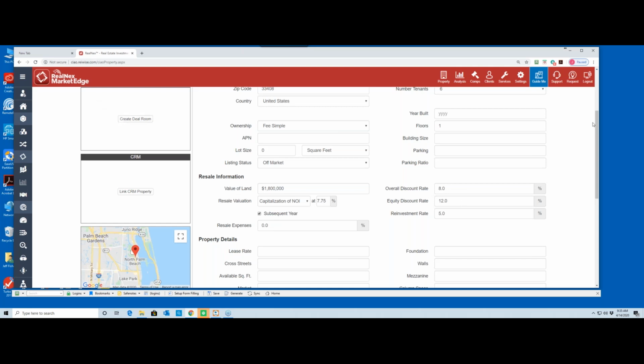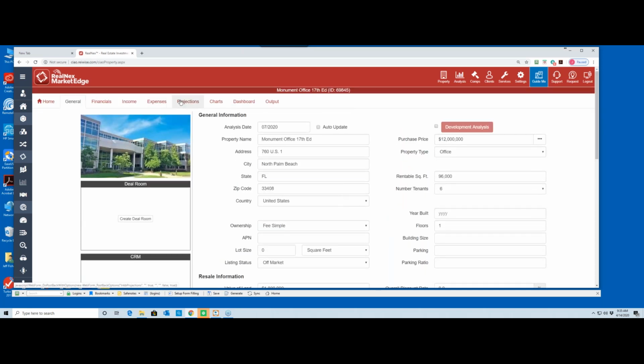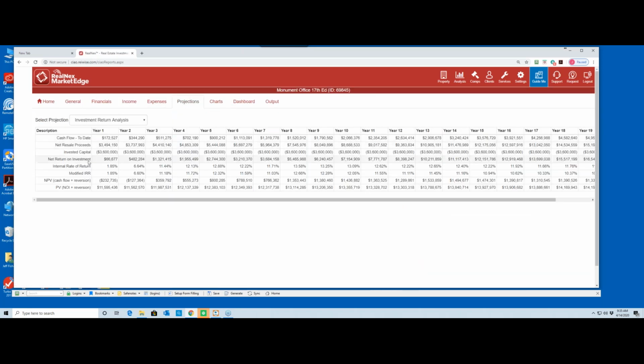Okay, so we go back to our projections and the investment returns. This NPV of the cash flows and reversion is using that 12% rate. And you can see for year 5, that would be $800,285. What that means is if what I want is a 12% rate of return, I would be willing to put $800,285 into this property to get exactly a 12% rate of return. That would be $800,285 in equity that I would put into the property.